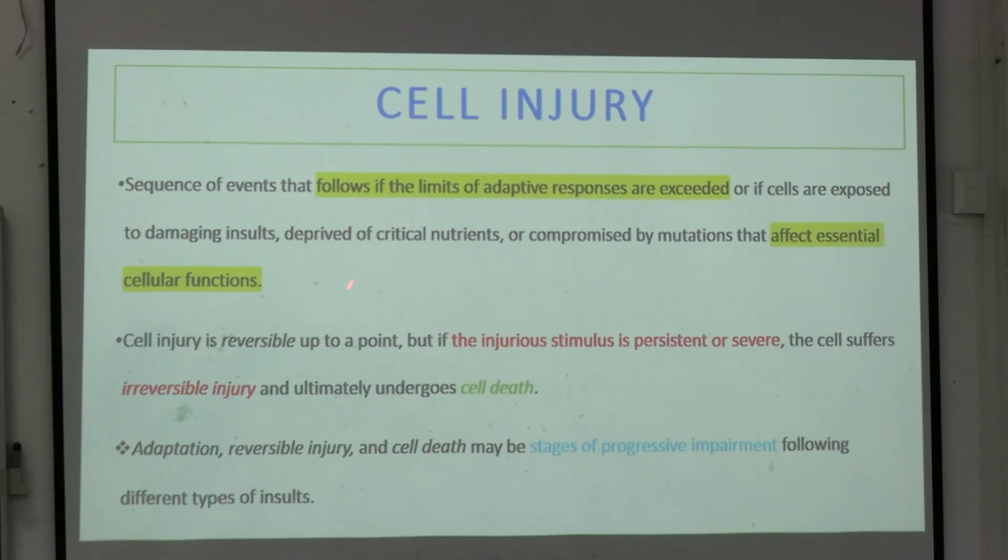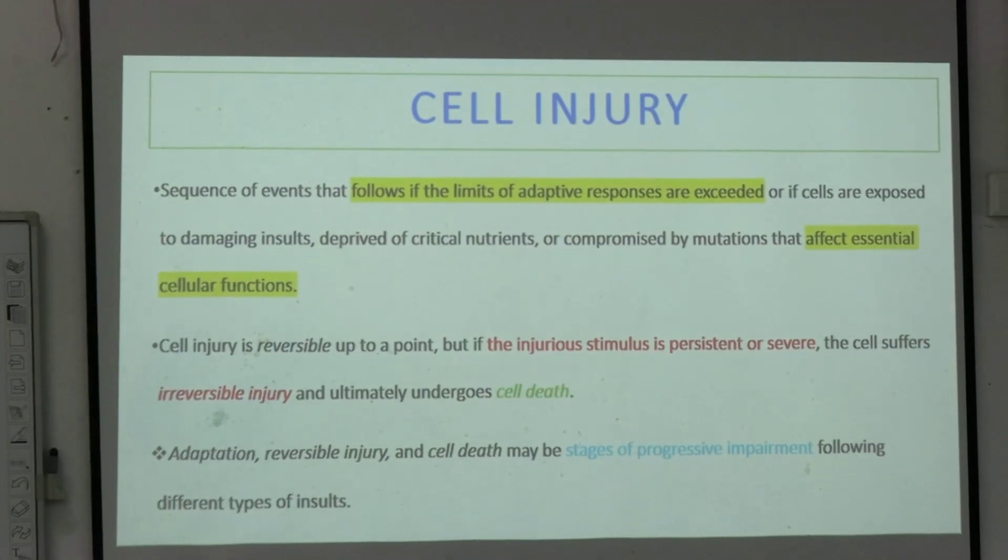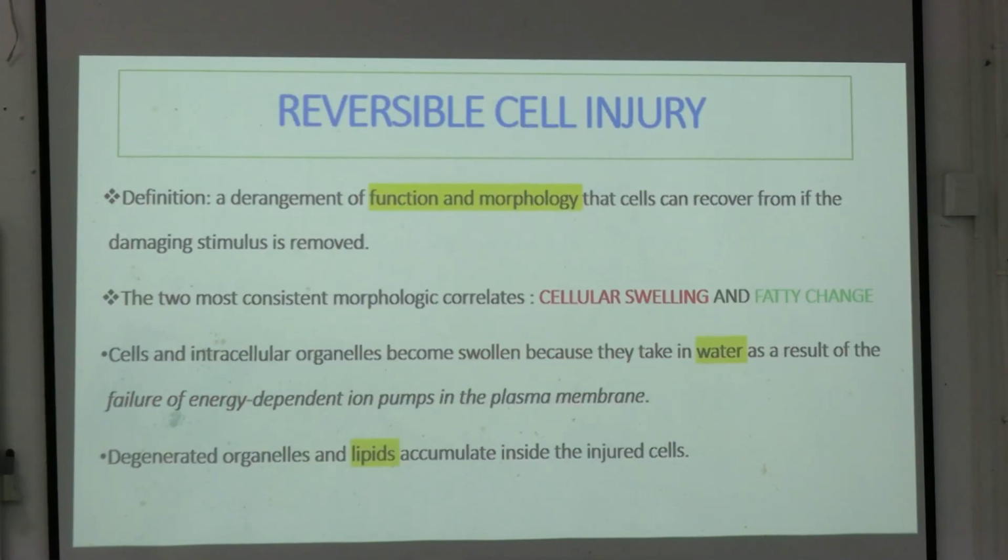So it can be reversible or irreversible. So initially reversible hobe, but if the injurious stimulus is persistent or it is severe, then irreversible injury sets in and ultimate fate কি cell death, ঠিক আছে? And এগুলো মোটামুটি these are stages of progressive impairment: adaptation, reversible injury, irreversible cell injury, cell death. তাই জন্য আমি adaptationটা এক দু লাইন include করেছি। So reversible cell injury, what is the definition of reversible cell injury? Reversible cell injury is a derangement of function and morphology that cells can recover from if the damaging stimulus is removed. It is a reversible process. So the cells can recover if the damaging stimulus is removed.